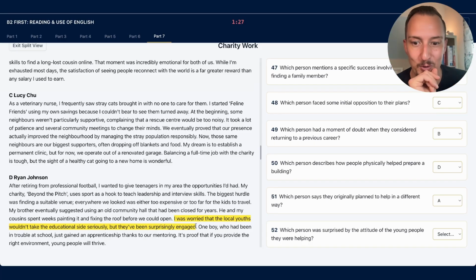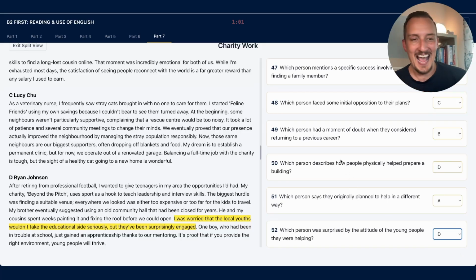So this is a really good one. Let's just double check though. Which person was surprised by the attitude of young people? Well, youths, that's young people. They were helping, wouldn't take the educational side seriously, but they've been surprisingly engaged. Perfect. So surprised by the attitude. He thought they wouldn't take it seriously, but surprisingly engaged. D is the correct answer.